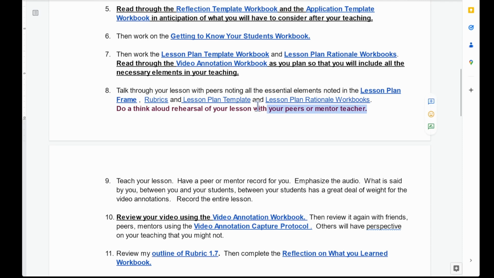And then importantly, you want to talk through your lesson plan with your peers, mentors, so you have a sense of how the structure of the lesson is going to go. You have a good picture in your mind, and you have a good sense of where the elements are going to show up in your teaching.